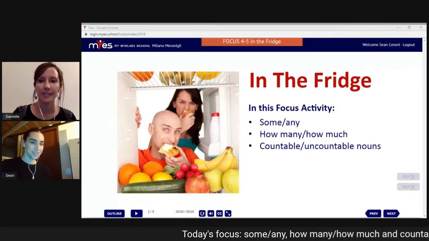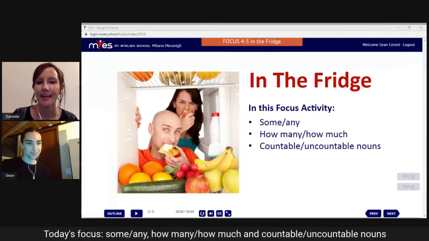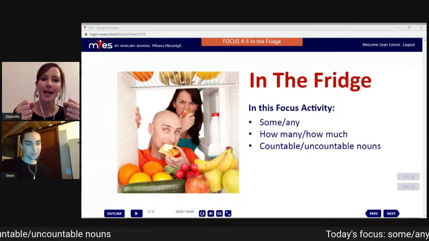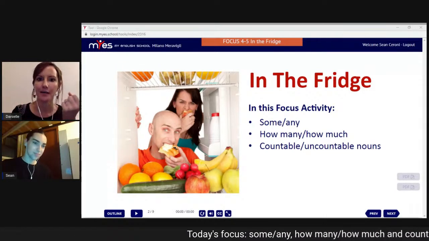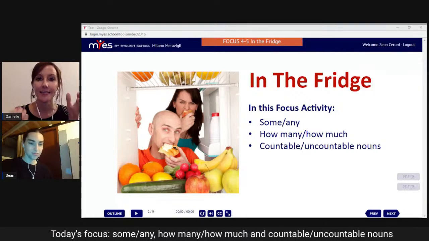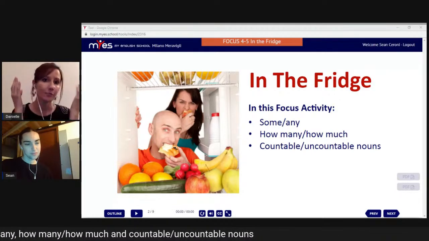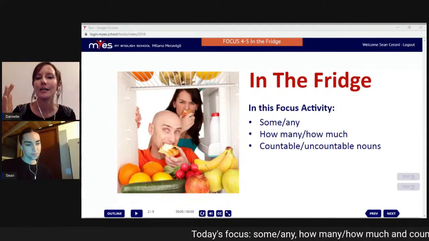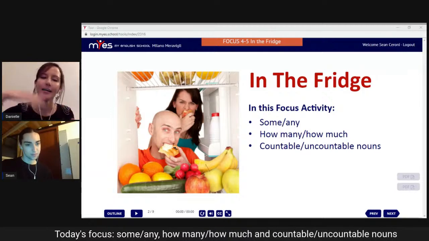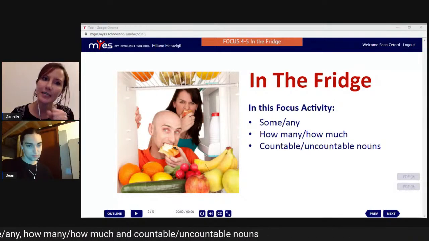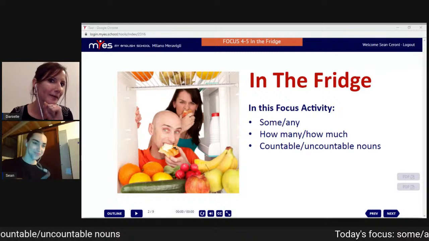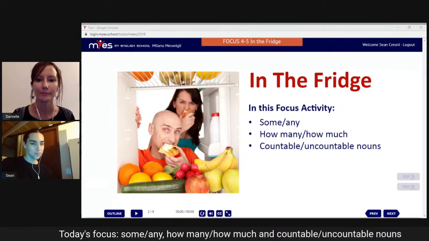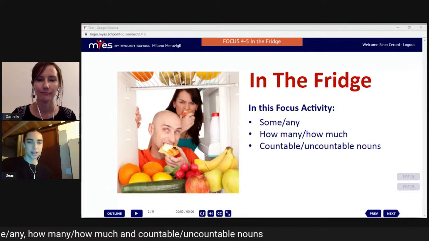Anything to add, Danielle? I would say that this is the difference between countable and uncountable and how you describe them. So, how much, how many, some, any. This is really important for every level. You learn it at this level, but even when you're at the highest level of English, it's still really important, and some people still get confused by it. So I think it's a really good topic for you guys today. Yeah, it's definitely one to get a lot of practice with.